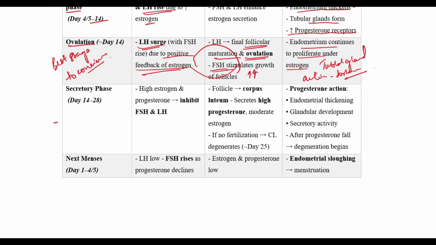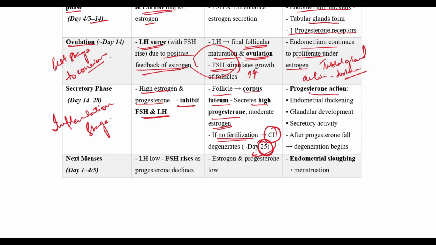Then we have the secretory phase, or also called as the implantation stage. Here in the pituitary, we have the high estrogen and progesterone levels, which will inhibit the FSH and luteinizing hormone. The follicle here becomes the corpus luteum, which secretes high progesterone levels and moderate levels of estrogen. If there is no fertilization that is happening, this corpus luteum will degenerate by the end of the secretory phase at about the 25th day.